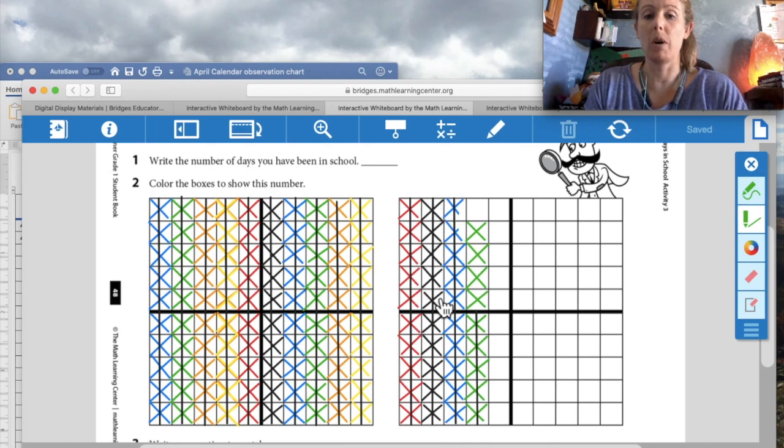10, 20, 30, 35, 36, 37, 38, 39. So yesterday we were in school for 139 days. We need to add another X in for today. And I want you to think, how many days have we been in school?